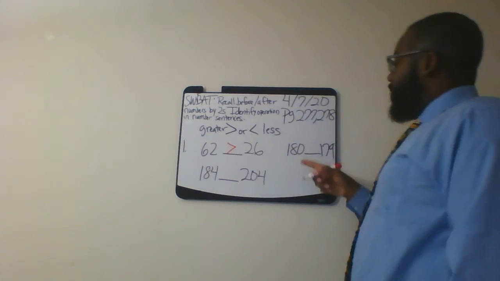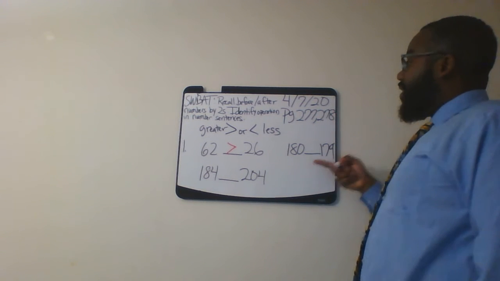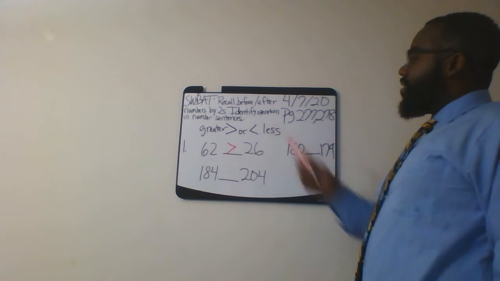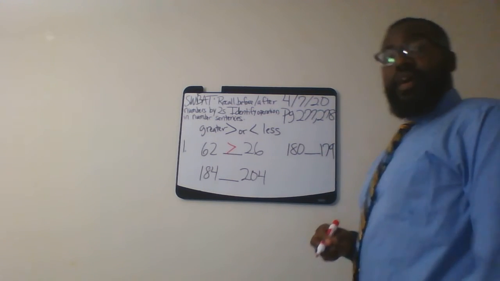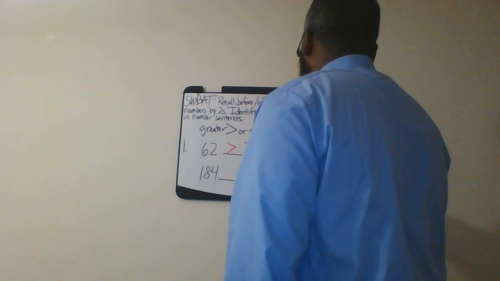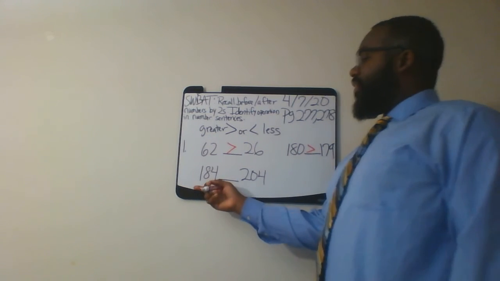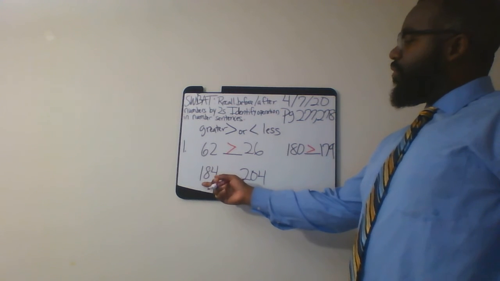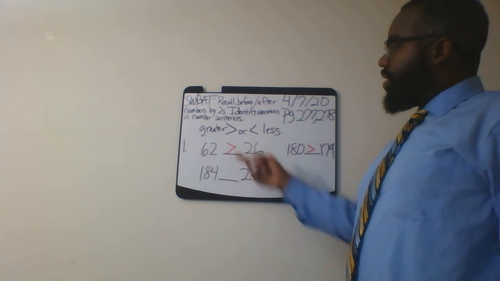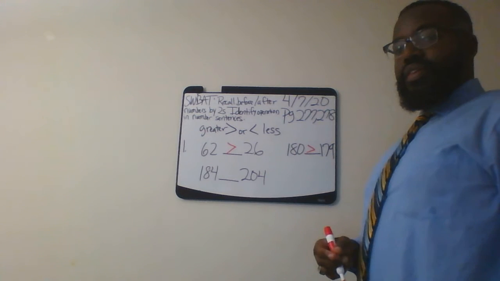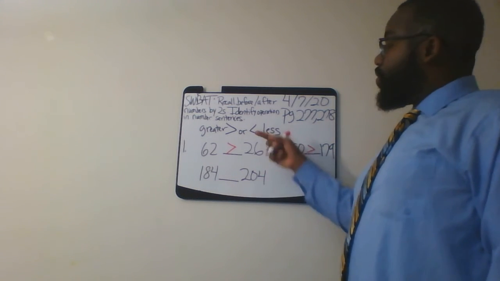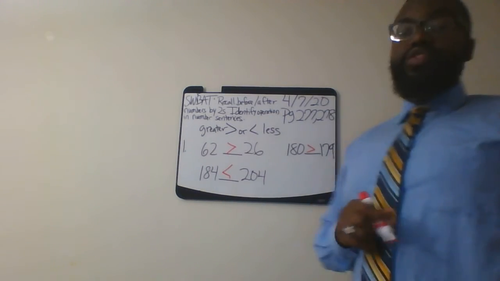And let's go over to here. We have 180 and 179. Is 180 greater than 179 or is it less than? Greater. Good job. And lastly, we have 184 and 204. Now, is 184 greater than this number? Is it greater than or less than? Correct, 184 is less than 204. So we use the less than sign. So that's how you solve number one.